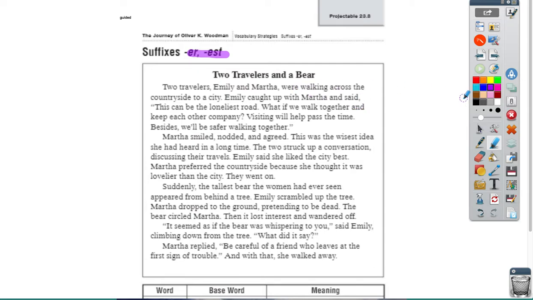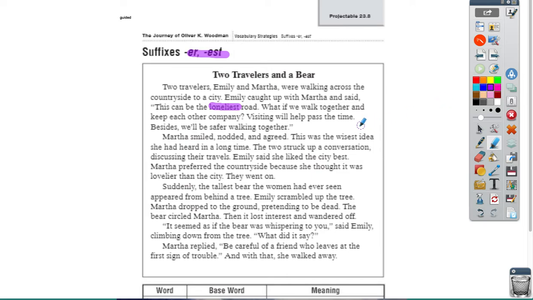Two travelers and a bear. Two travelers, Emily and Martha, were walking across the countryside to a city. Emily caught up with Martha and said, "This can be the loneliest road. What if we walk together and keep each other company?" I know I see those flashing light bulbs. Yep, the word is loneliest. So the base word is lonely, and we add est. So what does loneliest mean? That's right. It means the most lonely.